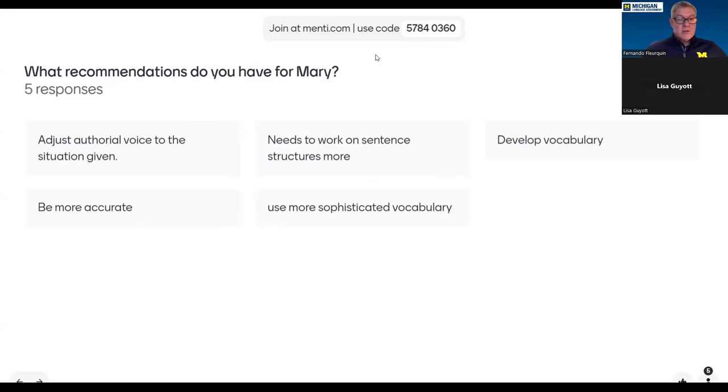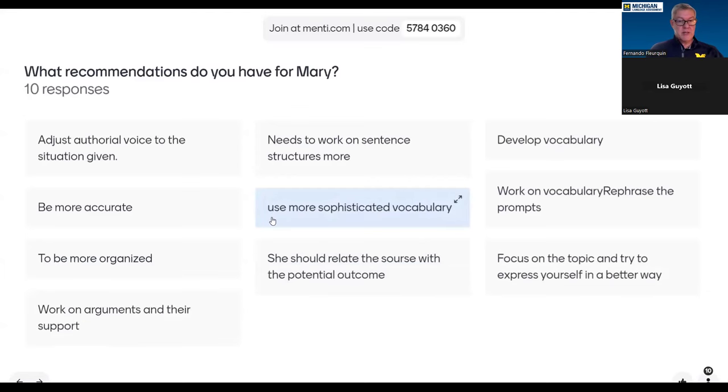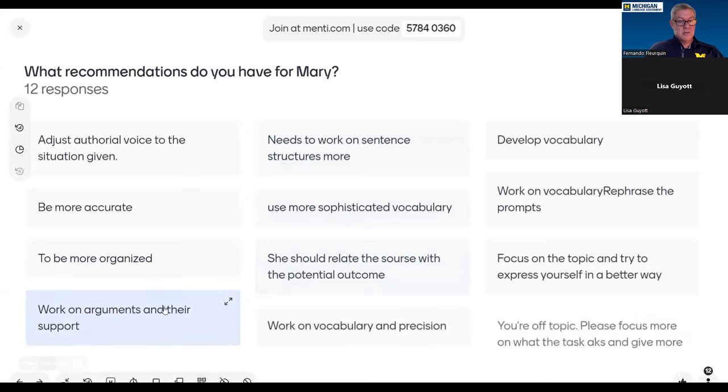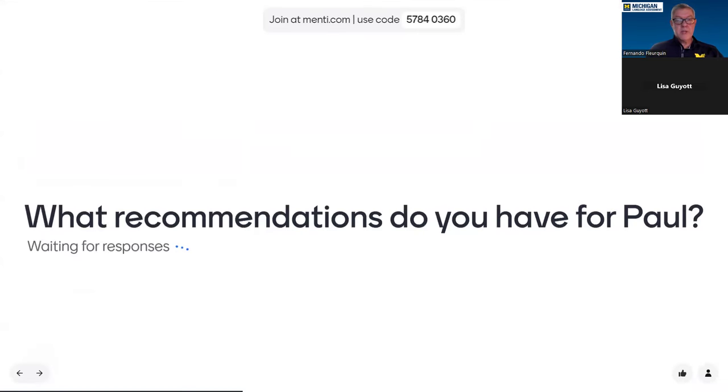So, working on more sophisticated vocabulary, more accurate language, sentence structure. Okay, can be more specific in terms of what kind of structures I should be working on. What should I review? What kind of language do I need to see how to improve? Great. These are good suggestions. Thank you. More vocabulary. So let's see what recommendations you have for Paul.